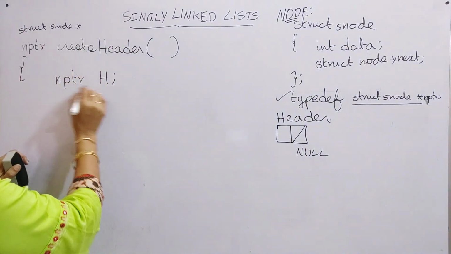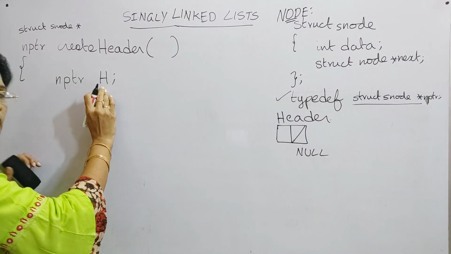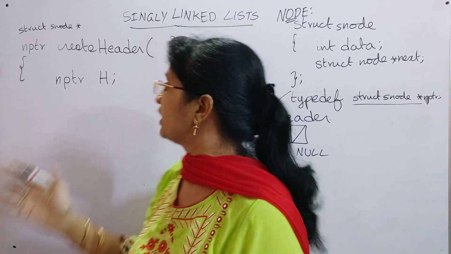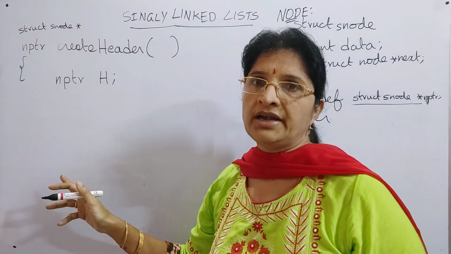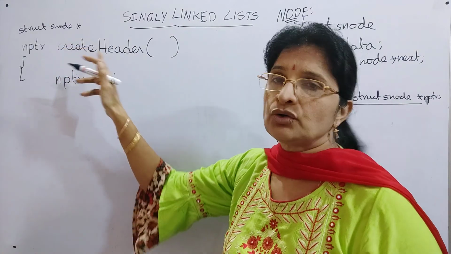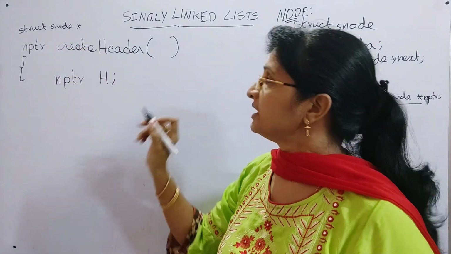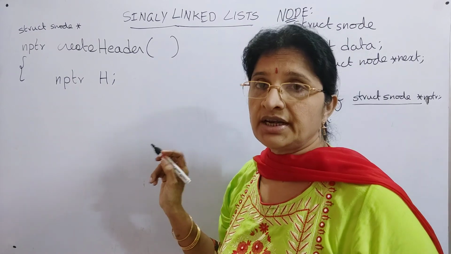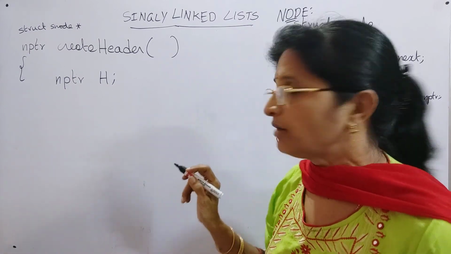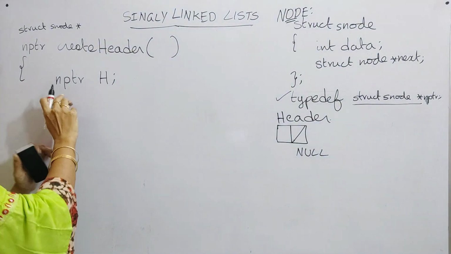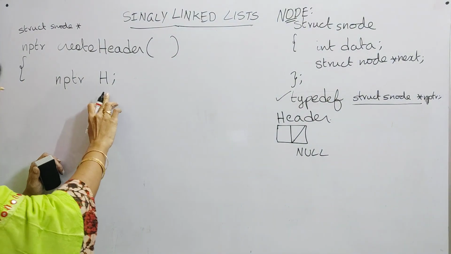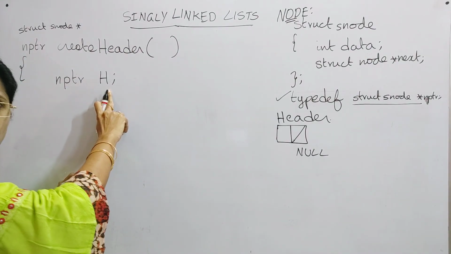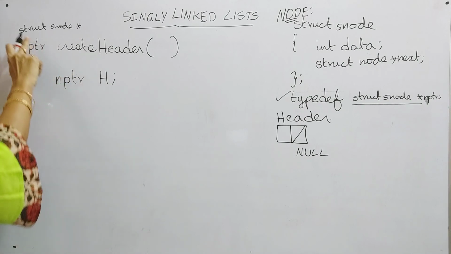So here nptr is what? If you ask what is the data type of H, it is a user defined data type and it is struct snode asterisk. So struct snode asterisk is the data type of H. So like this you have to know the answer. Now, first of all what have we done here? We have created a header node of type struct node.